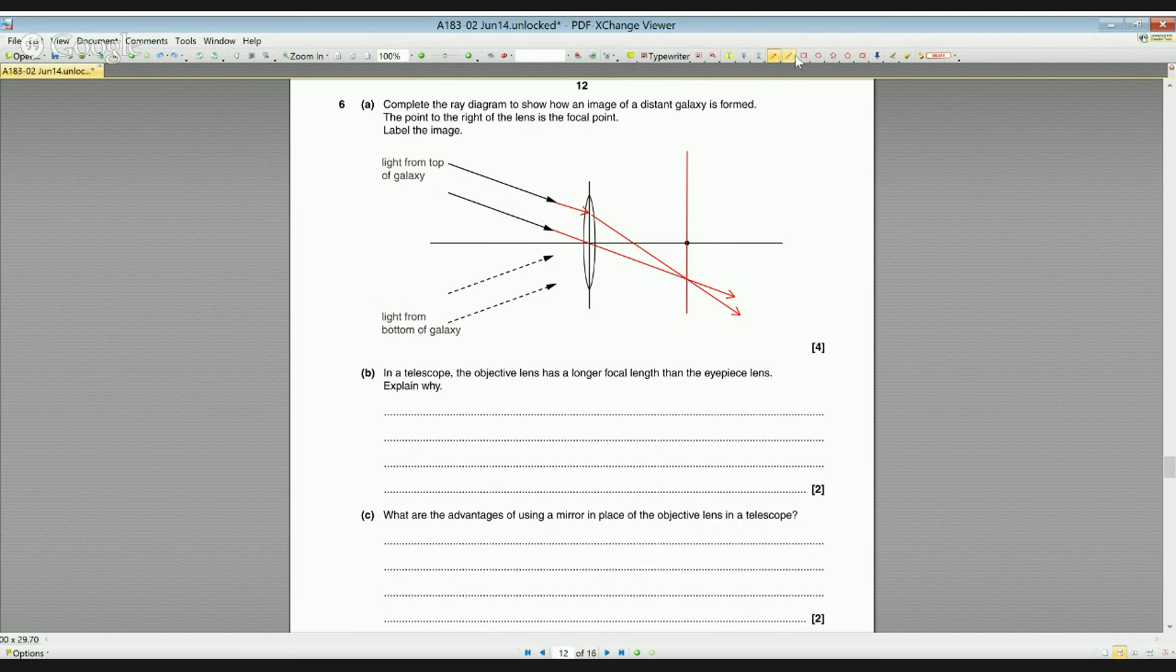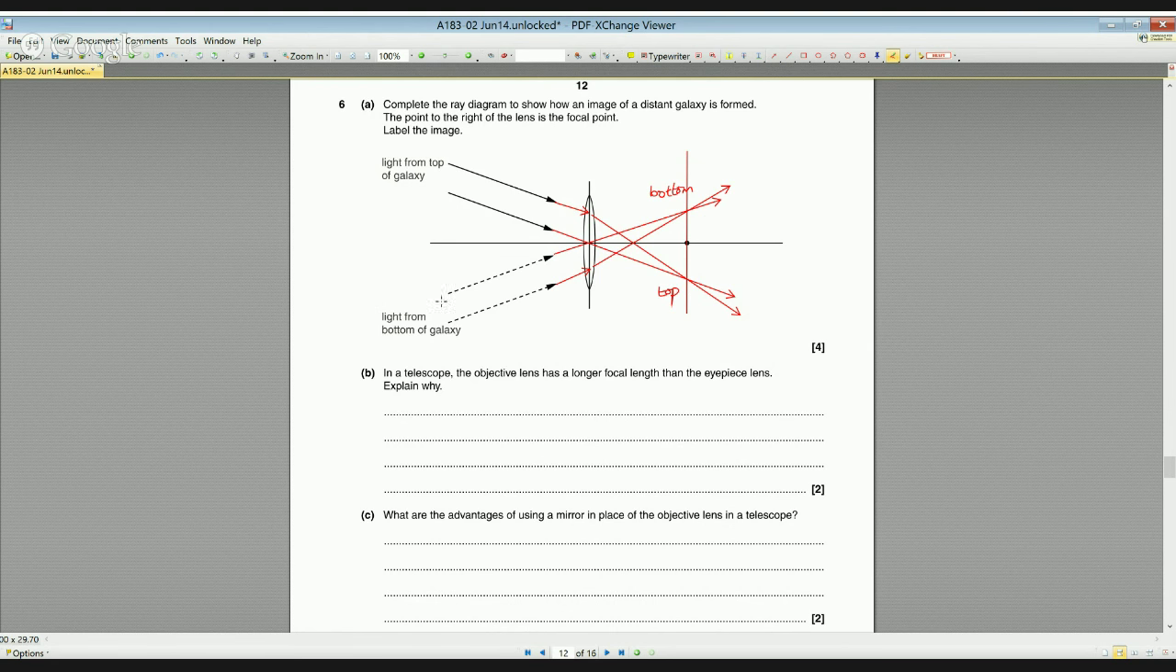Now we need to do the same for our light from the bottom of the galaxy. So this one passing straight through the center will form an image there, while this one will go straight on until it hits the lens before bending and crossing over here. So this diagram is almost complete. The only thing we should add here is that that's the light from the bottom. This is the light from the top.